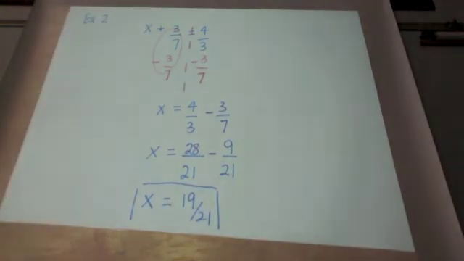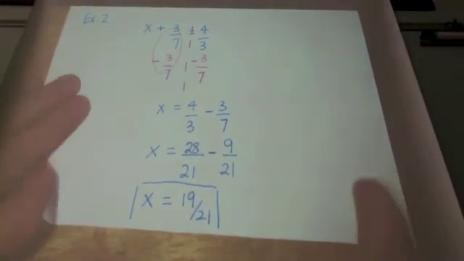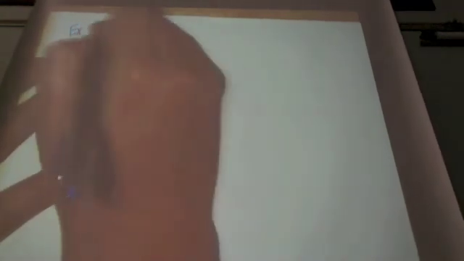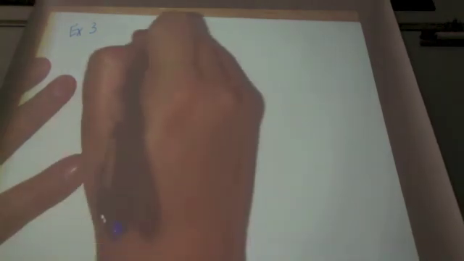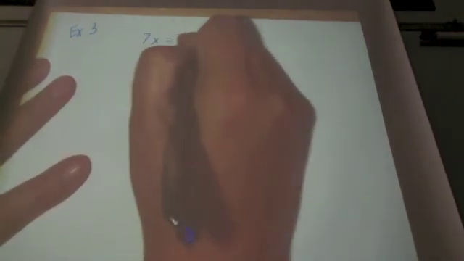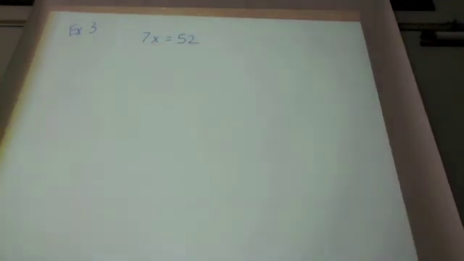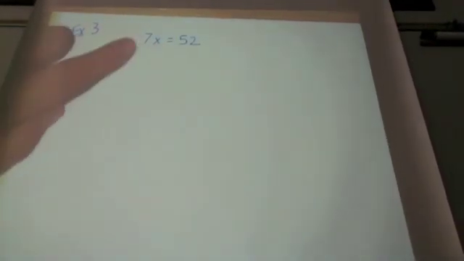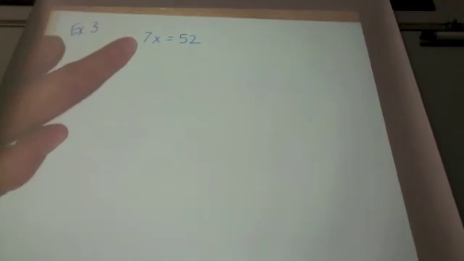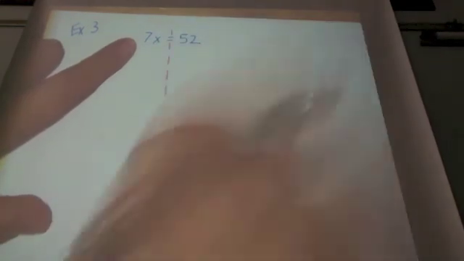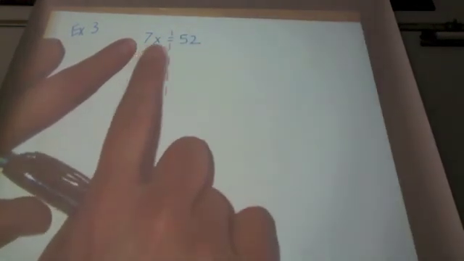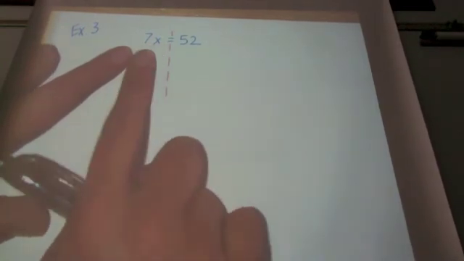Okay, so let's do one last example. Our last example is going to be a multiplication problem. Example 3. Let's do 7x equals 52. Okay, remember, we want to get x all by itself. So if I am multiplying x by 7, what do I have to do to 7x to make this 1x? So if I'm multiplying by 7, the opposite of multiplication is to divide.